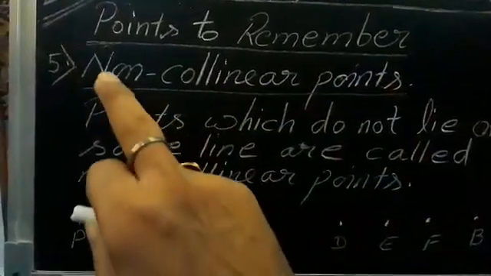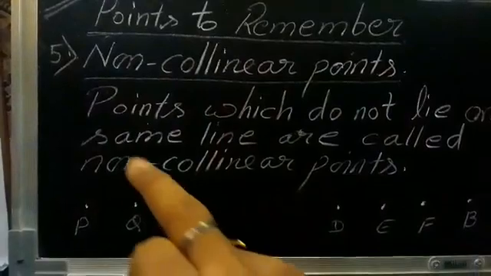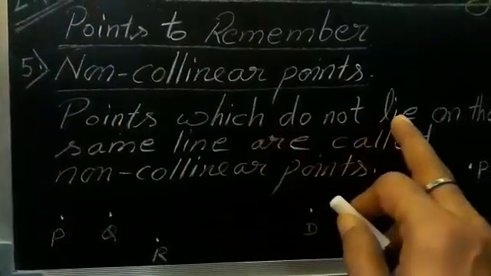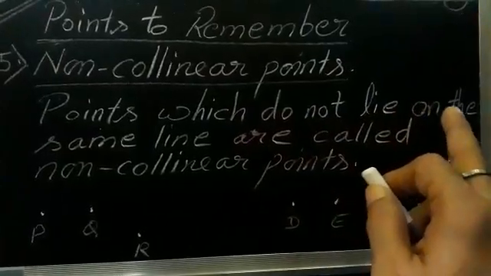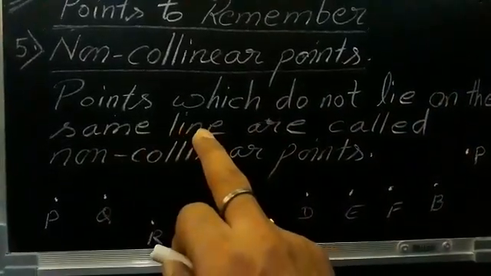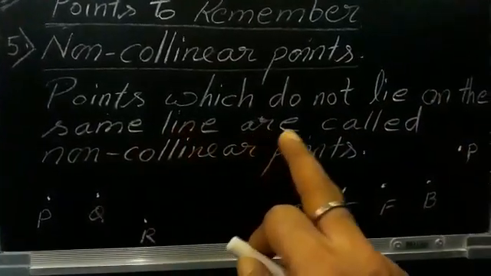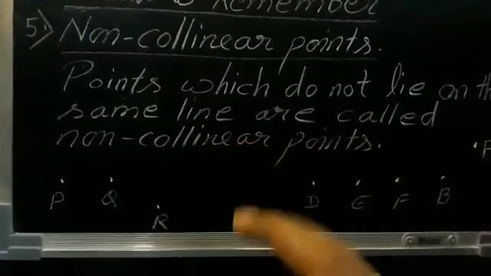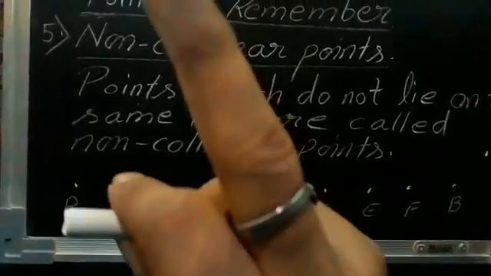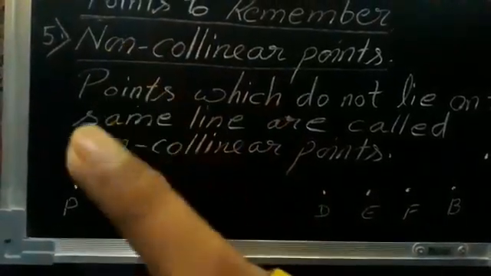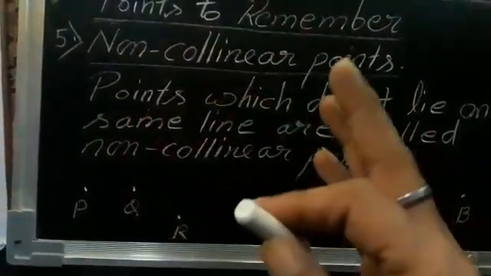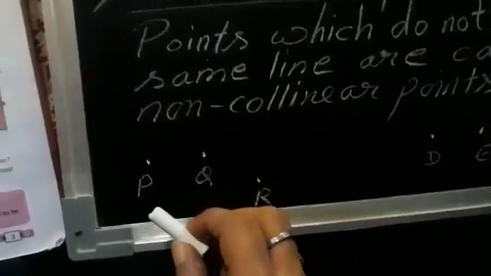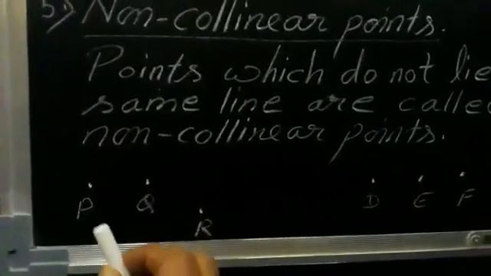Now what is non-collinear points? Points which do not lie on the same line are called non-collinear points. Now for example, there in collinear, what was it? Three or more points, right? See here, some points are here now. Three or more points. Okay.